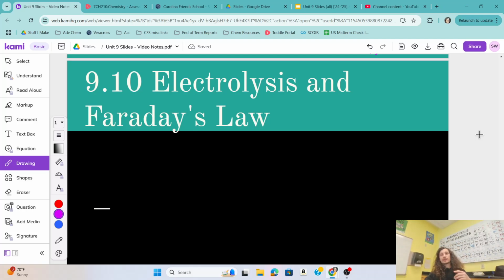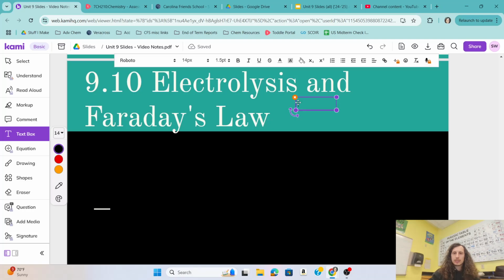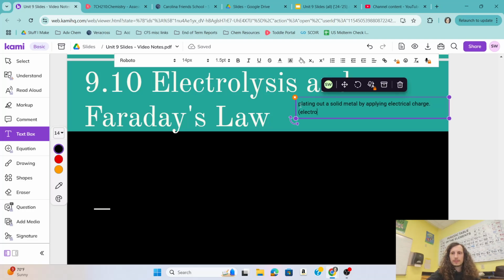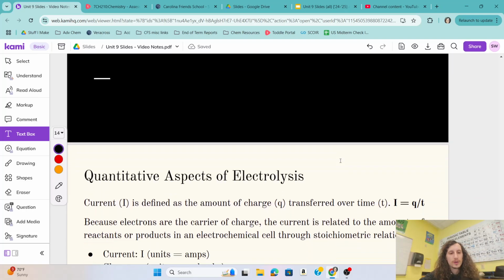So, electrolysis is when we think about plating out a solid metal by applying electrical charge. That's all we mean by electrolysis. Now, that sounds really gnarly, but all we are going to be doing is a bunch of dimensional analysis, everyone's favorite two words.